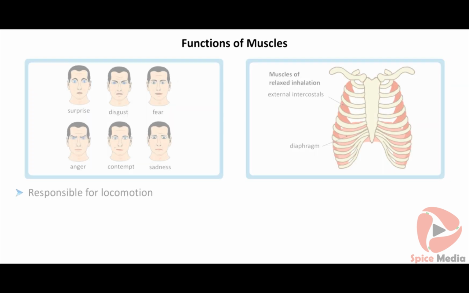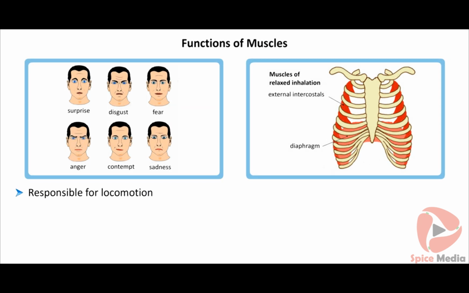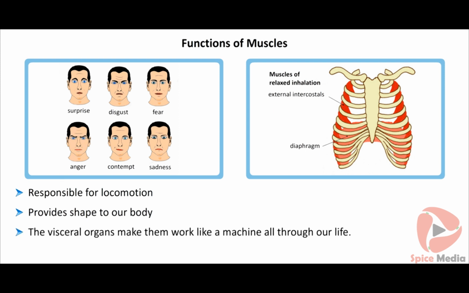There are 5 different sets of muscles in our body: muscles of the head, muscles of the neck, muscles of the trunk region, muscles of the upper limb, muscles of the lower limb. Muscles are responsible for locomotion. They provide a beautiful shape to our body. The inner smooth muscles of the visceral organs make them work like a machine all through our life.